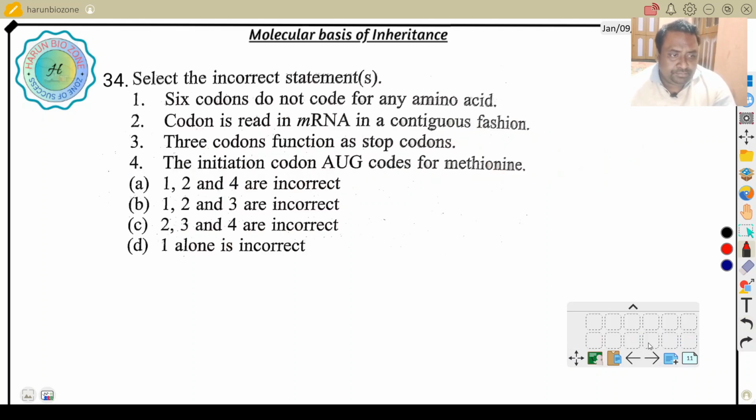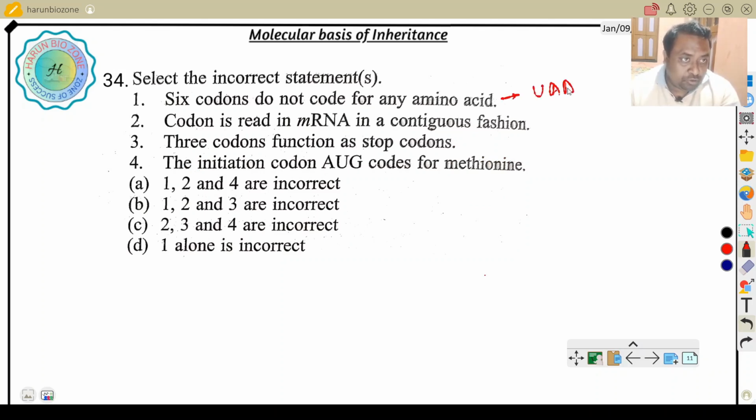Next question is: select the incorrect statement. 6 codons do not code for any amino acid. Not 6 codons, only 3 codons: stop codon or nonsense codon. These 3 codons do not code for amino acid. So 6 is the incorrect answer.